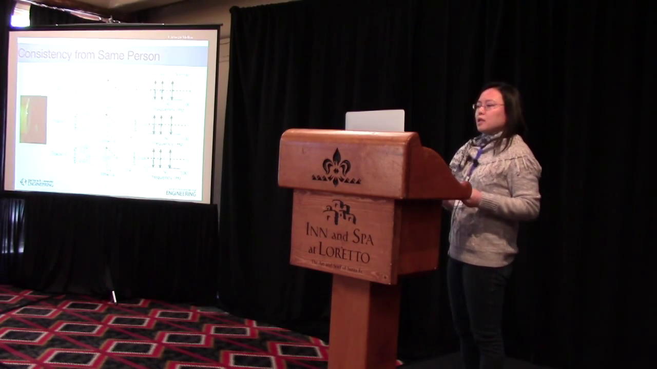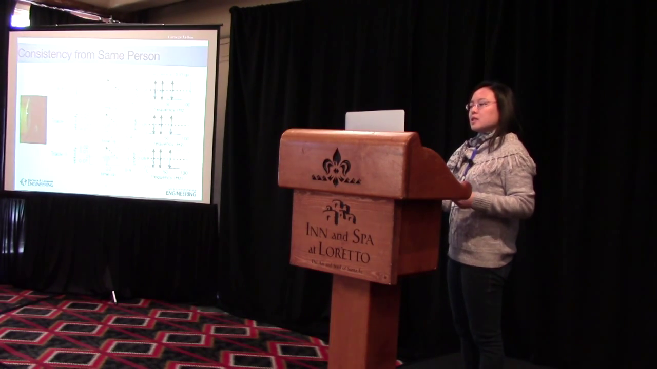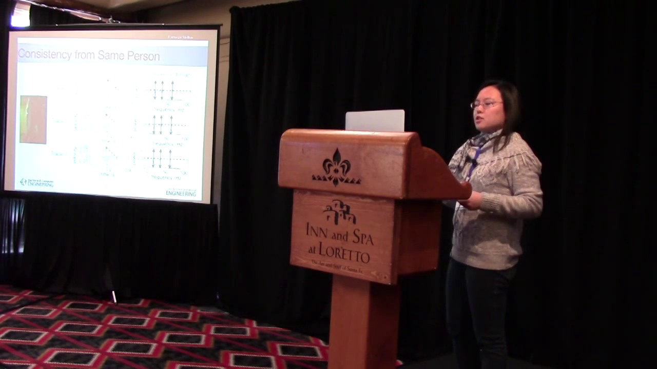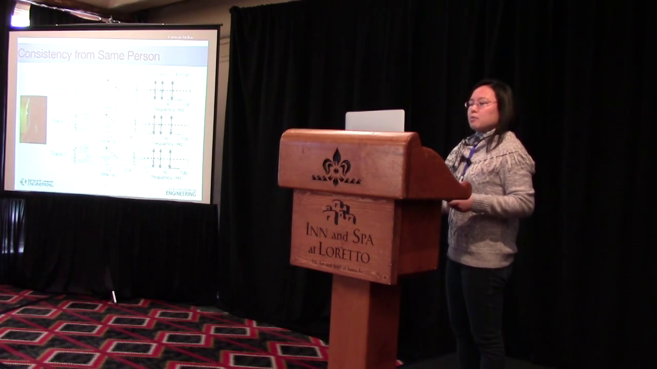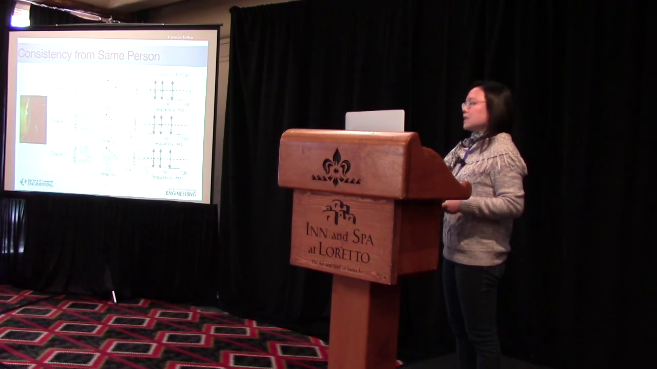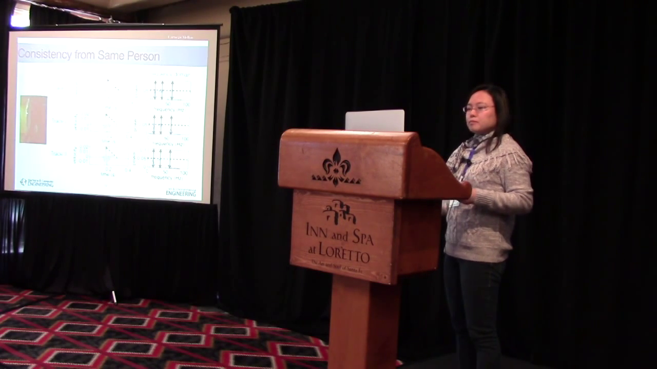Now that we have looked at different people, we need to understand whether the same person's footsteps look consistent. This plot shows the step events from different randomly selected traces of the same person. And we observe similarity in the characteristics we mentioned in the last slide, in both the time domain and the frequency domain.